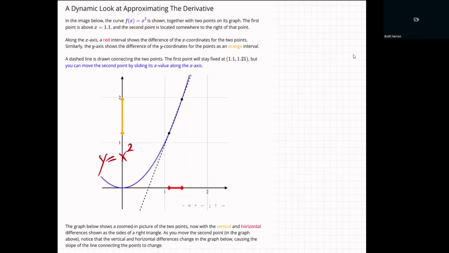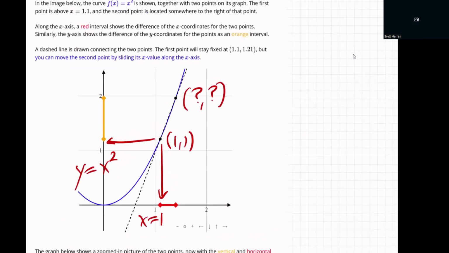Okay. And we're grabbing 2 points on the graph. This point is at x equals 1, which is also at a height of 1. So this is the point (1, 1). And then the other point varies depending on how I move the slider. The other point. And what we want to do is calculate the slope between those 2 points, the slope of a secant line.